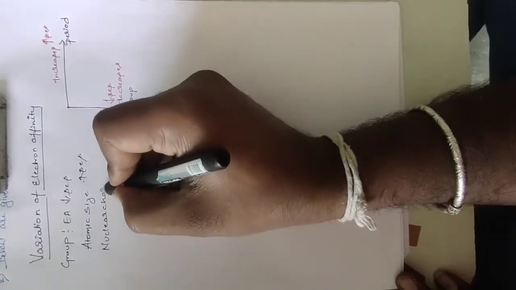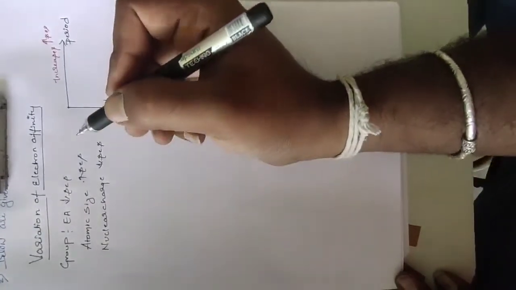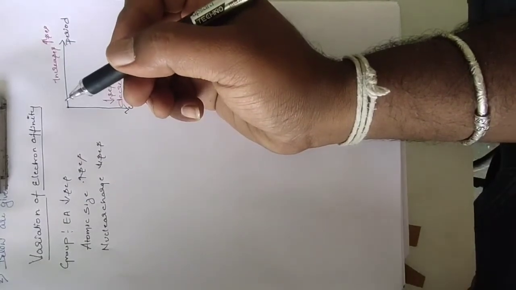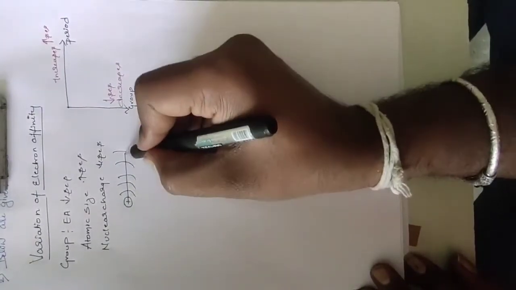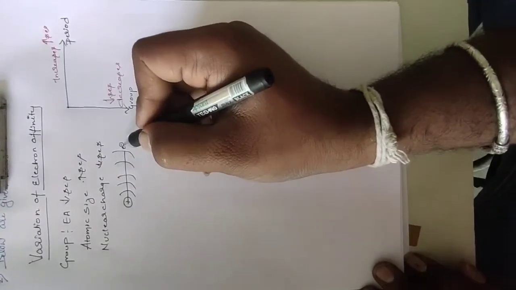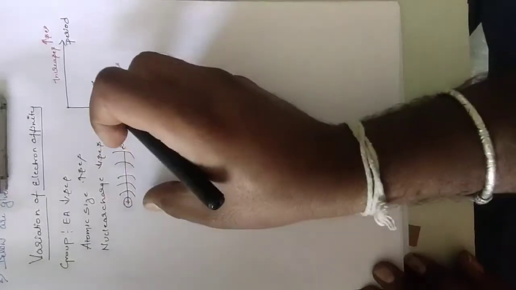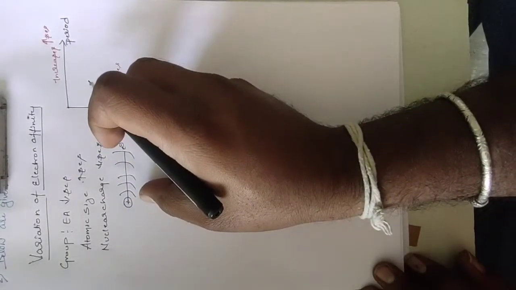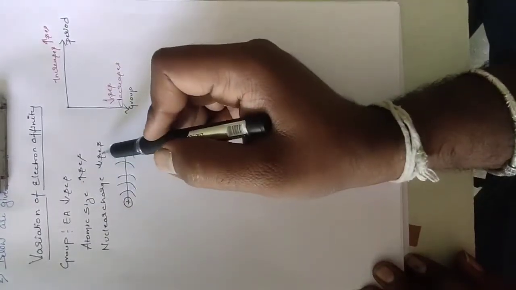Nuclear charge decreases. The force of attraction between the nucleus and the electrons decreases. If atomic size increases, the distance from the nucleus to the valence electrons is more, so the nuclear attraction between the nucleus and electrons will be less. For that I told that the nuclear charge will decrease.